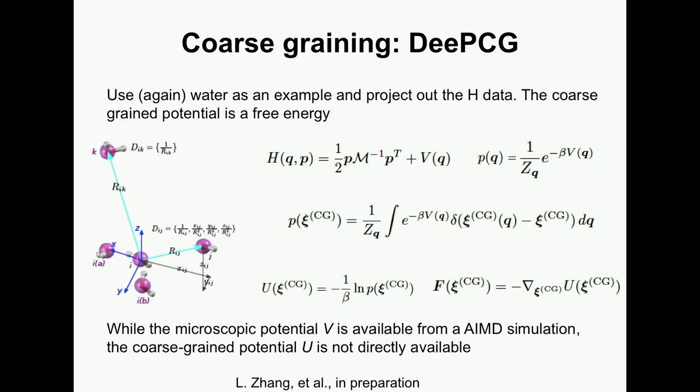Now this coarse-grained potential is a function of the coarse-grained coordinate. We want to project the Boltzmann weight on certain values of the coarse-grained coordinate, and this is the potential of mean force, that is a free energy, and these are the forces that correspond to this potential.